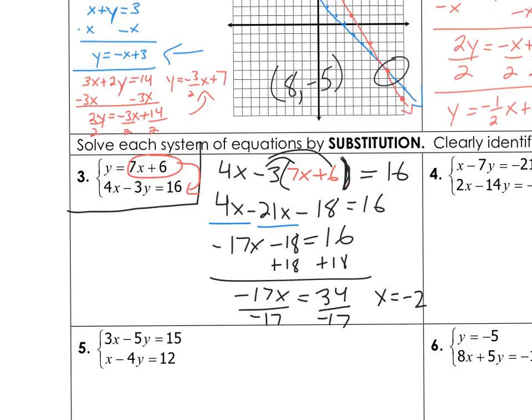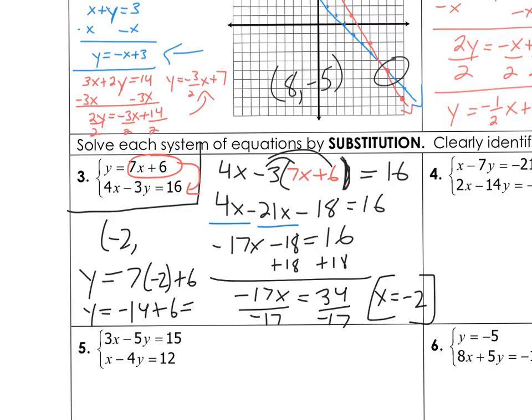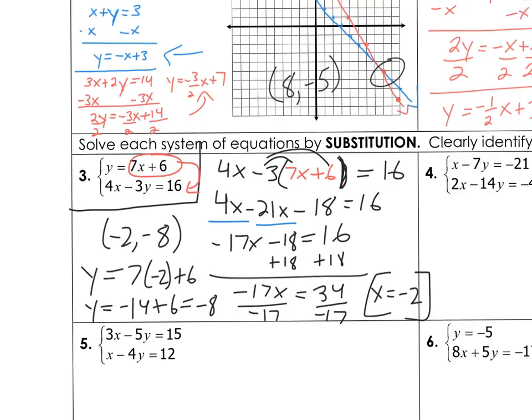But remember, we need an ordered pair. We need to see where these two lines intersect. We have our x, which is negative 2. In order to find our y, we just need to take this number here and plug it in for x into one of our original equations. The easiest original equation to use would be that first one. So in that first equation, anywhere you see an x, you would just plug in negative 2. So 7 times negative 2 plus 6. Well, 7 times negative 2 is negative 14. And negative 14 plus 6 is negative 8. So where do these two lines intersect? It would be at negative 2, negative 8, and that's it.